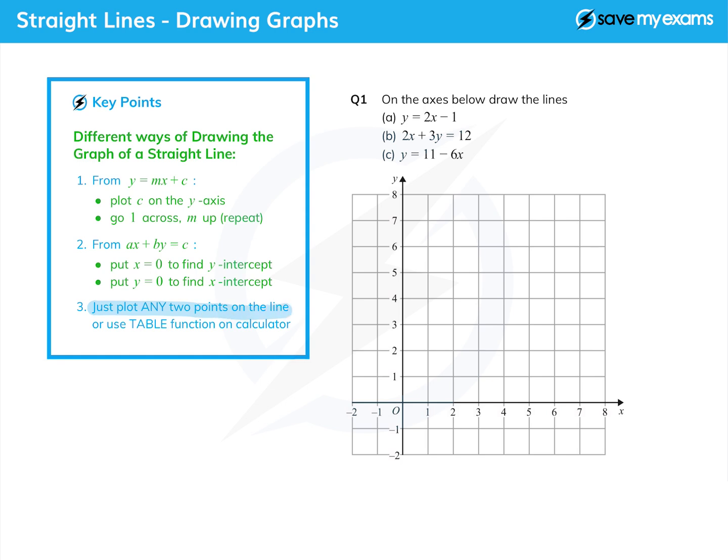And if both of those fail, or you just want to do it another way, then we can just plot any 2 points on the line, or indeed use the table function on our calculator, although we won't do that in this tutorial. That is covered somewhere else. So let's have a go.